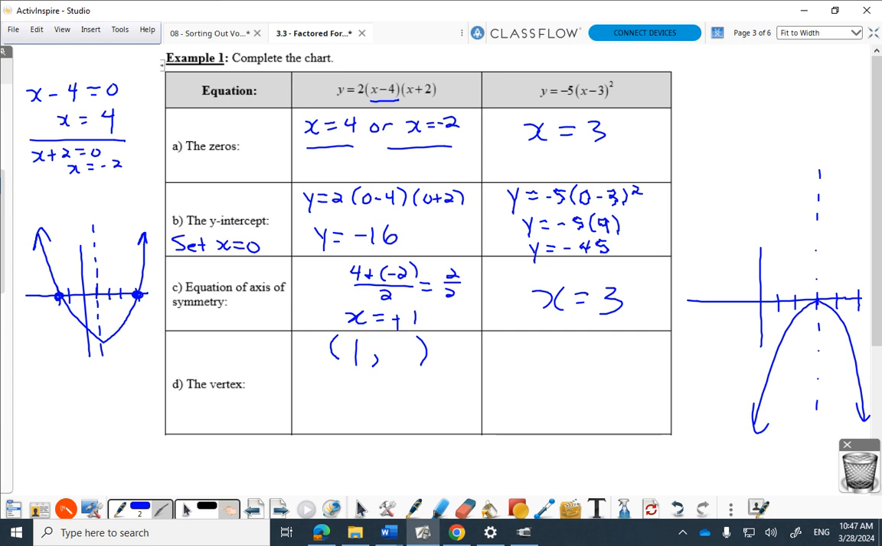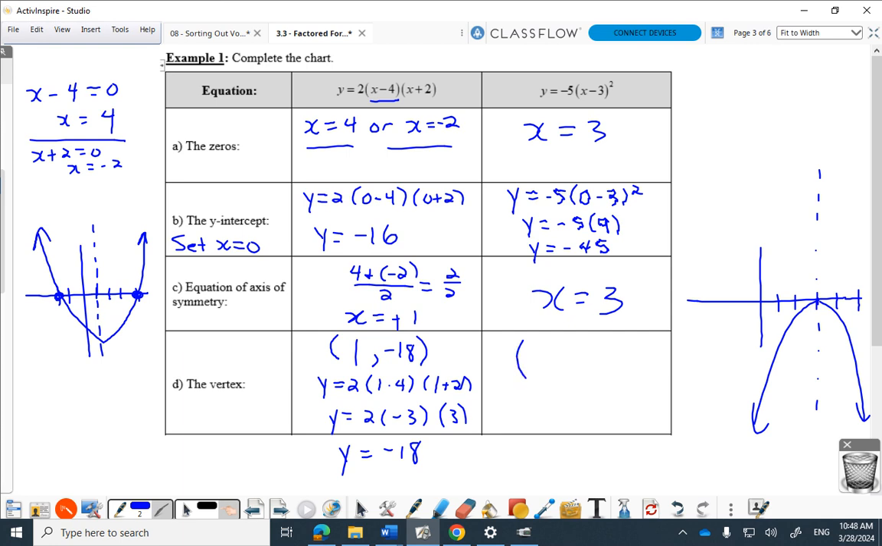I go y equals 2 bracket 1 minus 4, 1 plus 2. Some extra work this time. 2 times -3 times 3, negative 18. I could do that in the other one, and I will. Can anyone tell me the vertex, though, without all that work?